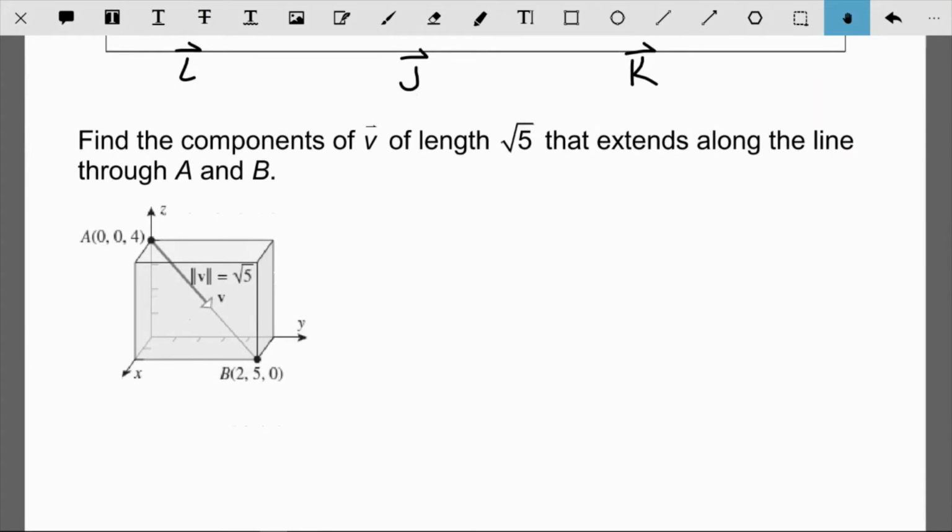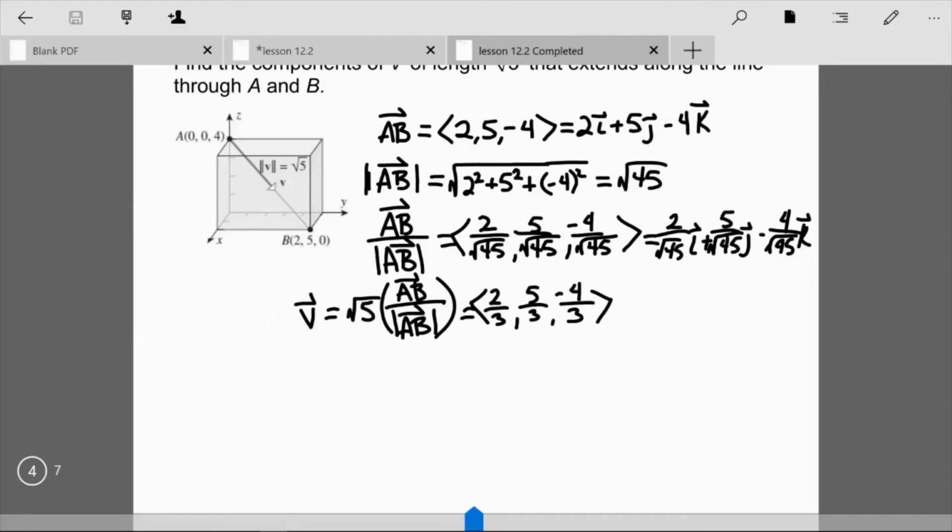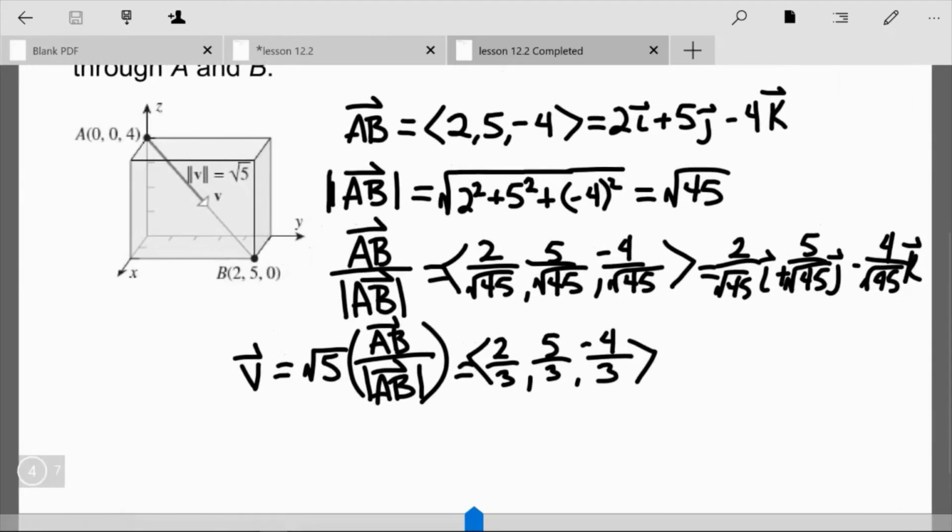Okay, so let's take a look at this next one. It says, find the components of vector V of length root 5 that extends along the line through A and B. So what I want you to do is just take a minute and try to work through this problem, and then I'll show you the solution. So you can pause the video, and then I'll put the solution up here in just a second. Okay, so here's what you should have ended up with.